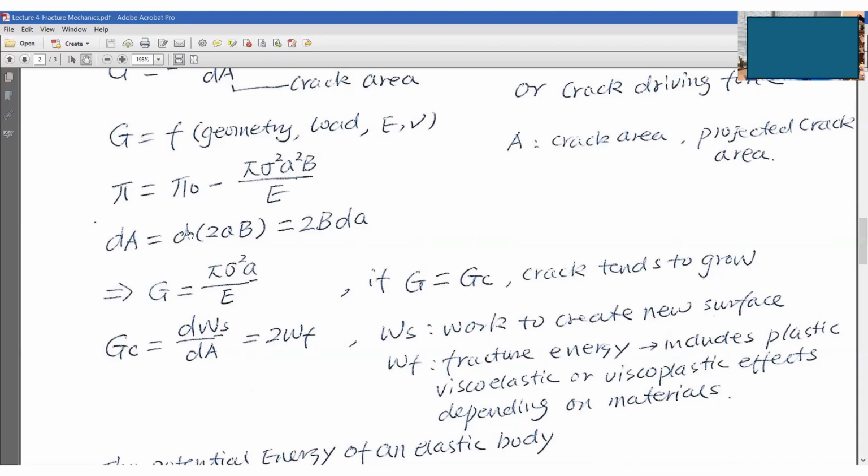which is closely associated with the size of this crack. And we also know dA, because A equals 2a multiplied by B. 2a is the crack area.